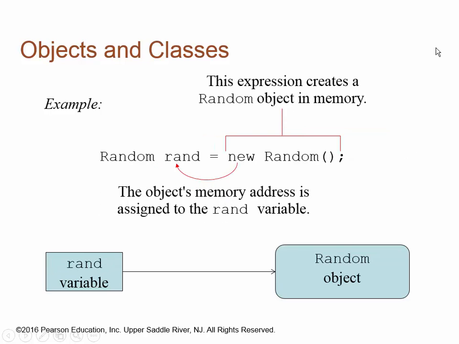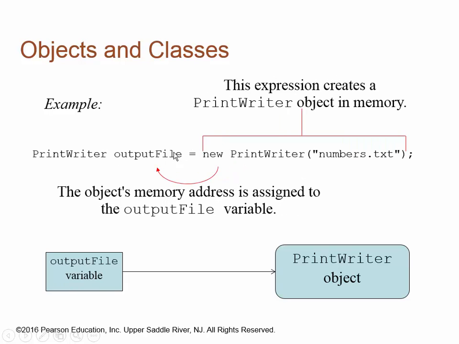On the other hand, when we did Random, notice that Random doesn't need anything passed in. All right, again, rand is the object of type Random. PrintWriter, much the same thing, okay?